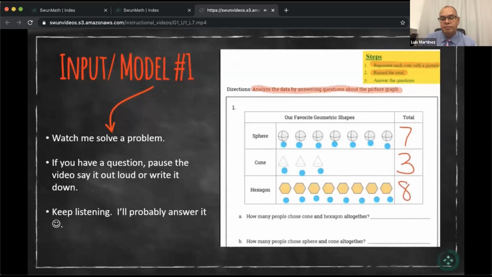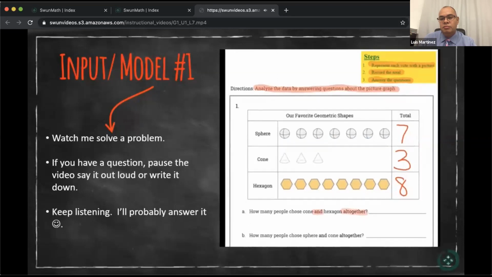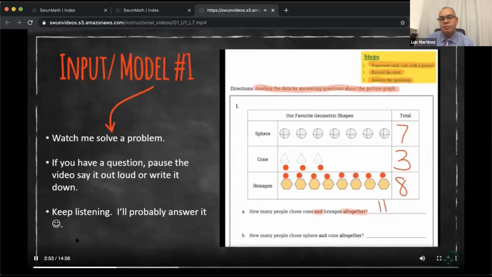Our last step is answer the questions. Now, before we take a look at our questions, let's get rid of some of these dots so we can have a clean slate. Our first question asks, how many people chose cone and hexagon all together? Let's count it out. There are 1, 2, 3, 4, 5, 6, 7, 8, 9, 10, 11 shapes. There are 11 shapes between cones and hexagons, so 11 is our answer.